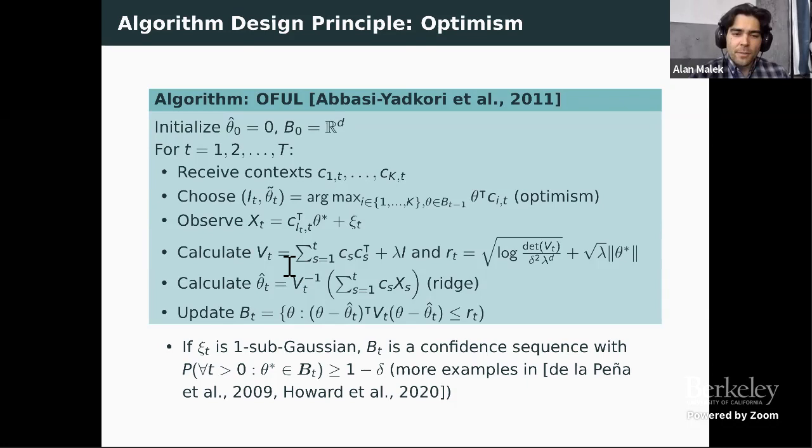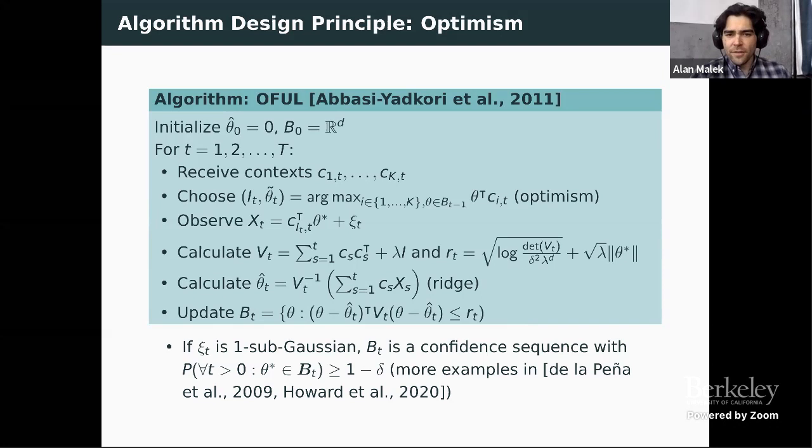But the idea is you do linear regression on theta star. I'm defining V_t to be the ridge regression version of the covariance matrix, and I'm calculating the OLS, or rather the ridge regression, estimate of theta. You can show that with high probability, this confidence sequence, which is a subset of theta, contains the true theta, so the true theta has to be close to the estimate. You have to tune what R is. So that's the algorithm.